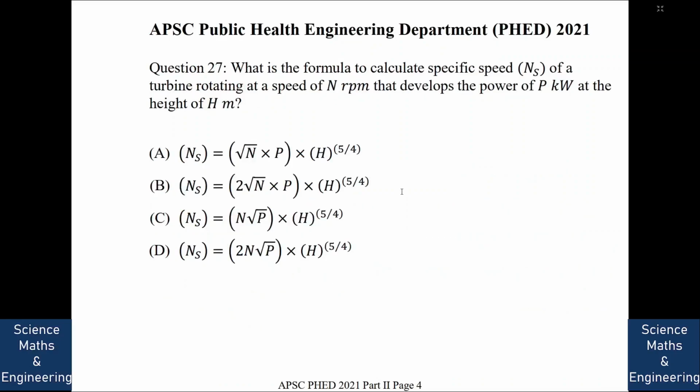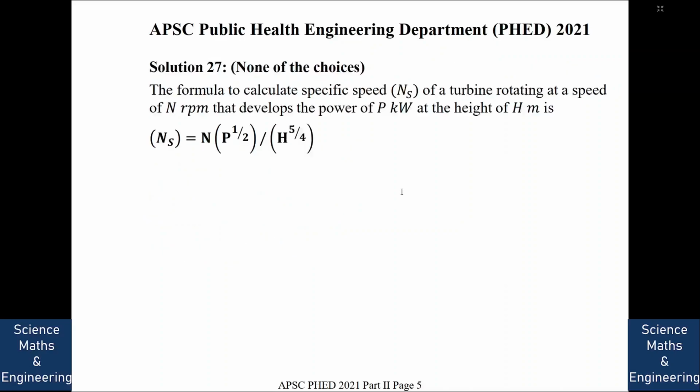What is the formula to calculate the specific speed Ns of a turbine rotating at a speed of N rpm that develops the power of P kilowatt at the height of H meter? So the answer is none of the choices are correct. The formula for specific speed Ns is equal to N into P to the power 1 by 2 divided by H to the power 5 by 4. In our choices, there is this choice Ns equal to N P to the power 1 by 2 into H to the power 5 by 4. So that was the closest. However, it would be divide and not multiply. So we'll go to the next question.